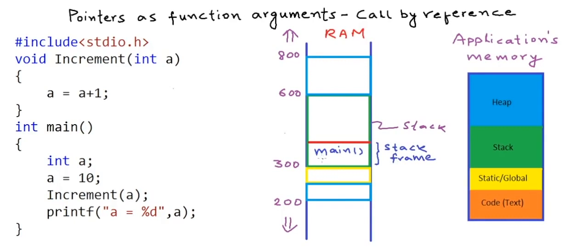Now we have a variable a. Now memory is allocated for a from this stack frame and the value of a is 10. Now the main method calls increment function.